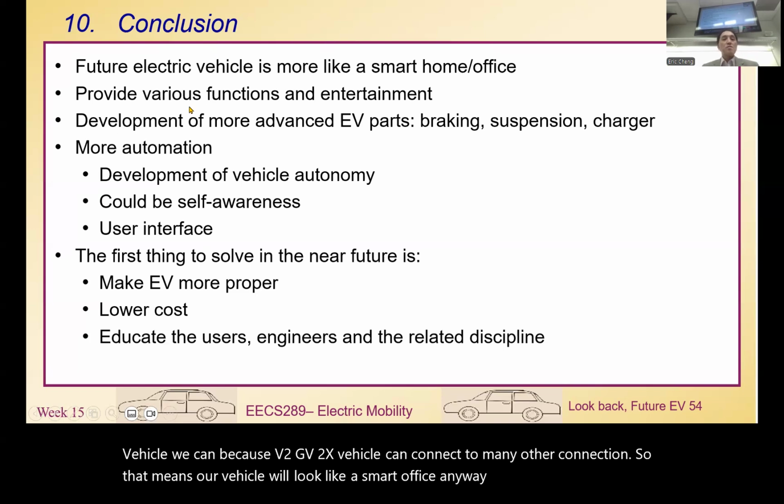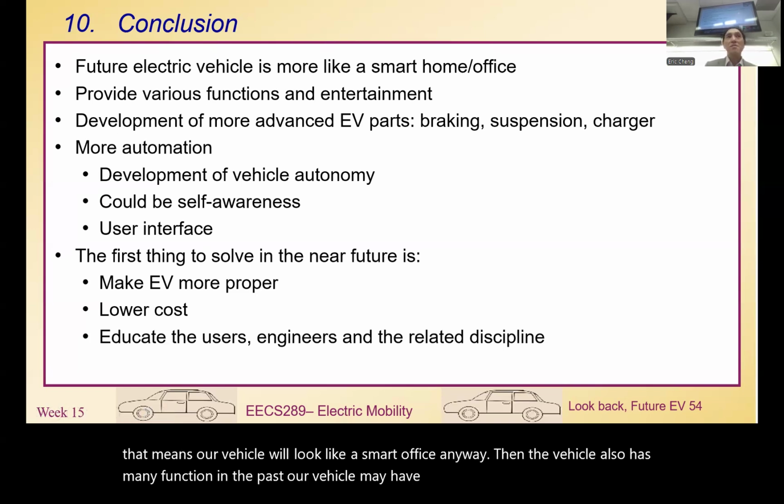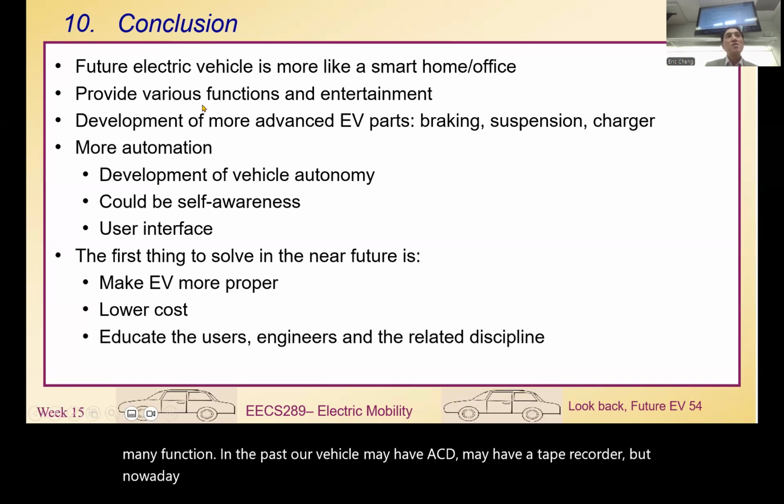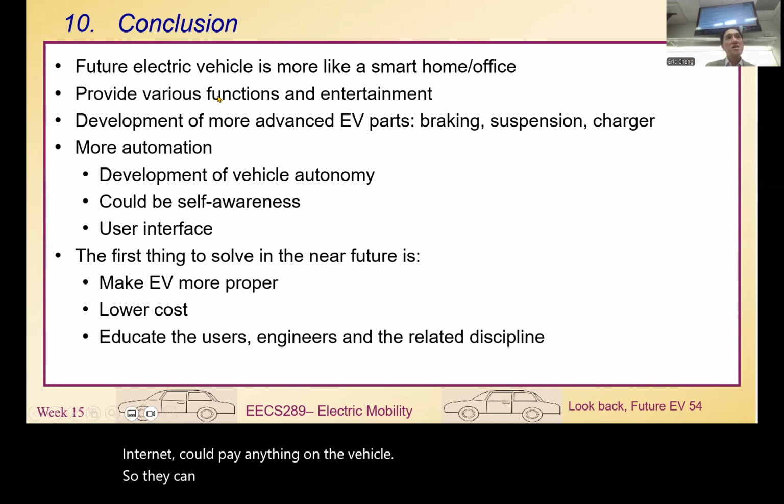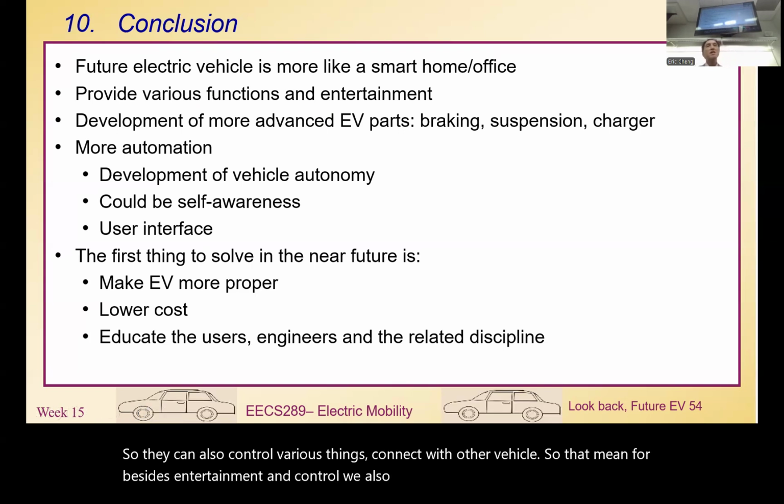Then the vehicle also has many functions. In the past, our vehicle may have had a CD or a tape recorder, but nowadays our vehicle can connect to many entertainment or infotainment systems, connect to the internet, and pay for things from the vehicle. They can also control various things and connect with other vehicles. So that means besides entertainment and control, we are also looking at the basic EV components.